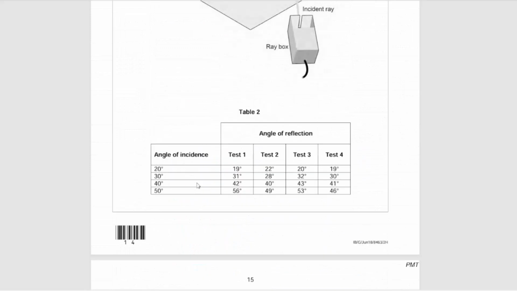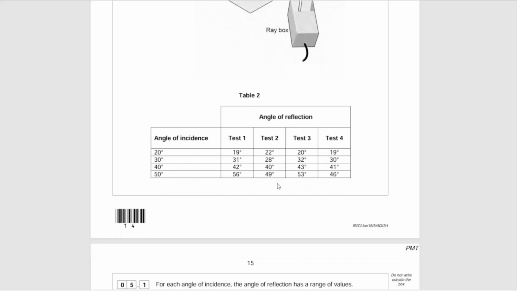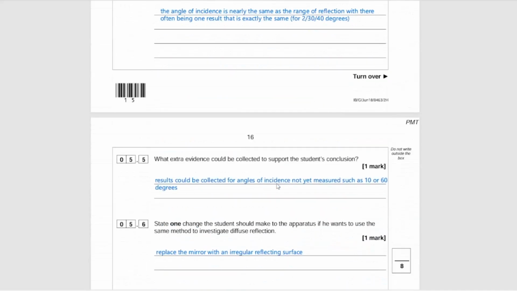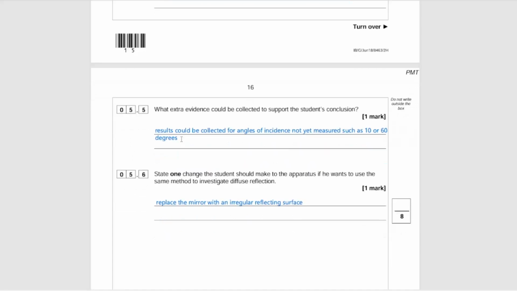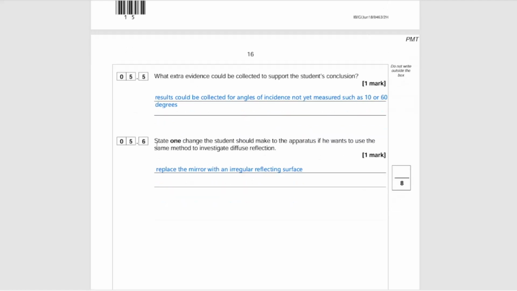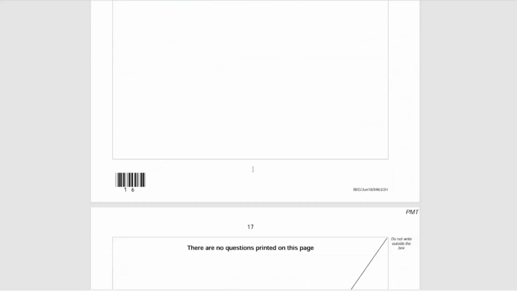For example, for 20, test 3 is 20 degrees. For 30 degrees, test 4 is 30 degrees. And for 40, test 2 is 40 degrees. And we're asked what extra evidence could be collected to support the student's conclusion. Results could be collected for angles of incidence not yet measured, such as 10 or 60 degrees. And we're asked to state one change the student should make to the apparatus if he wants to use the same method to investigate diffuse reflection. And this is replace the mirror with an irregular reflecting surface, such as paper.